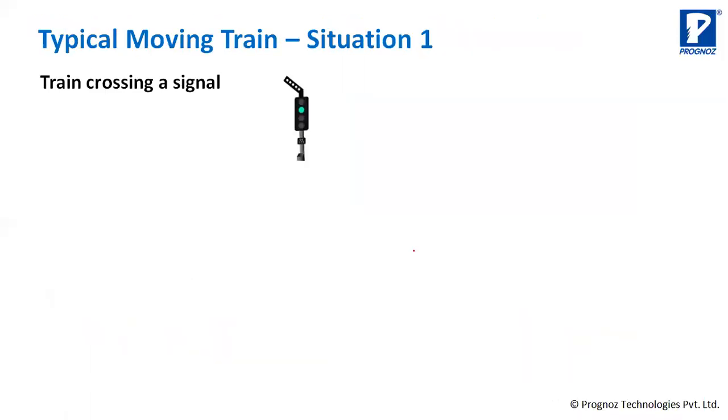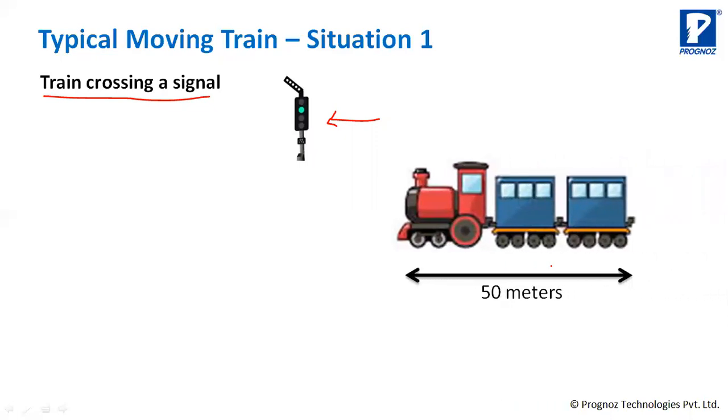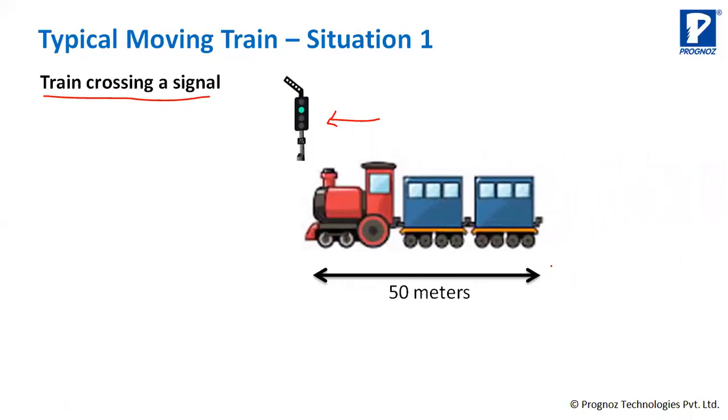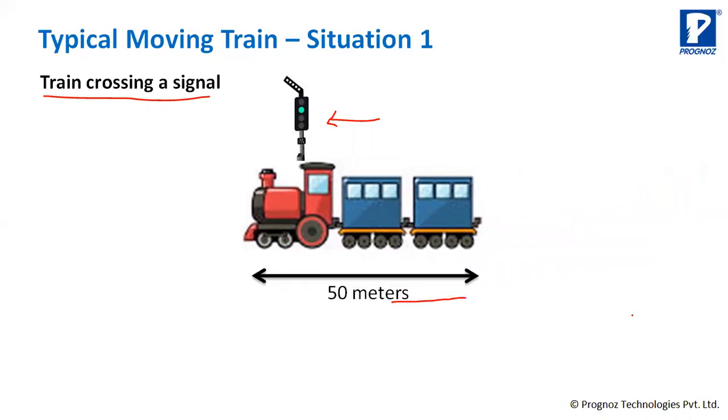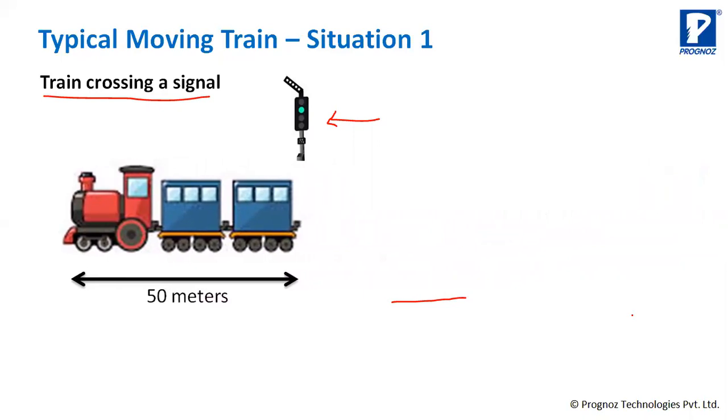Now let's see the train situation. This is the first situation, where a train is crossing a signal. This is the signal. From this point, the train will start crossing the signal. The length of the train is 50 meters. At this point, the train has crossed the signal.